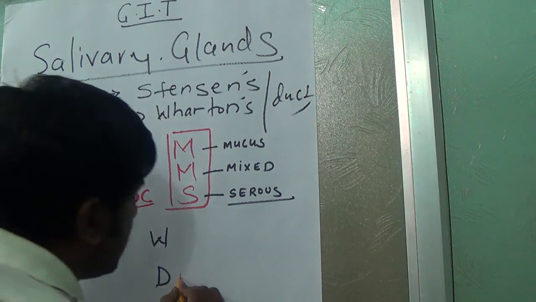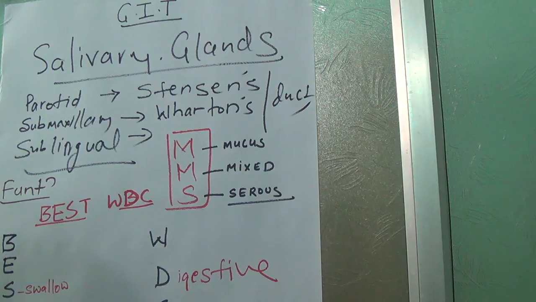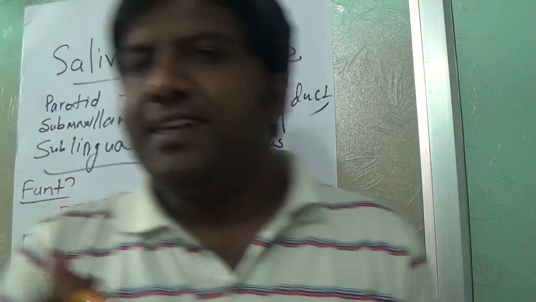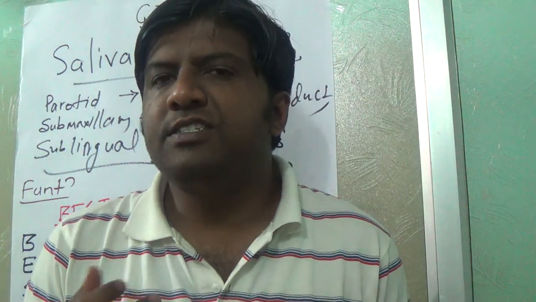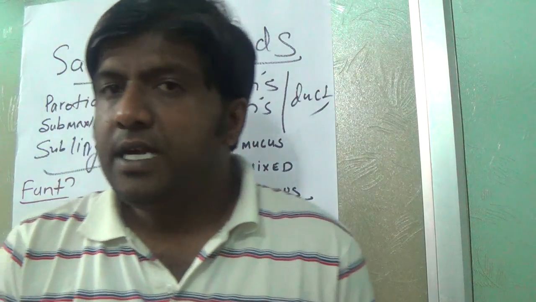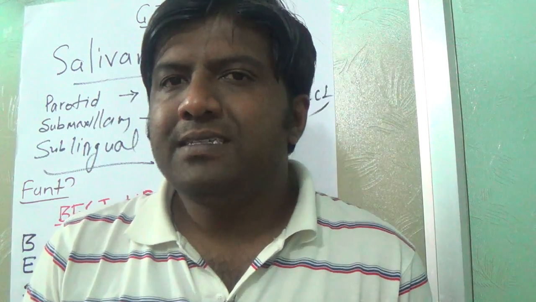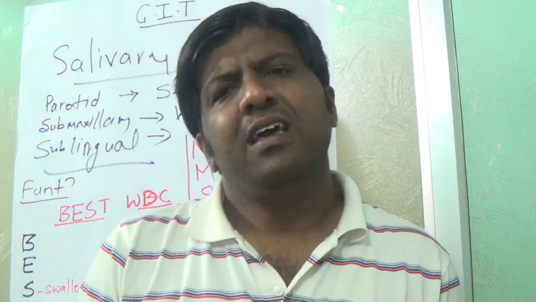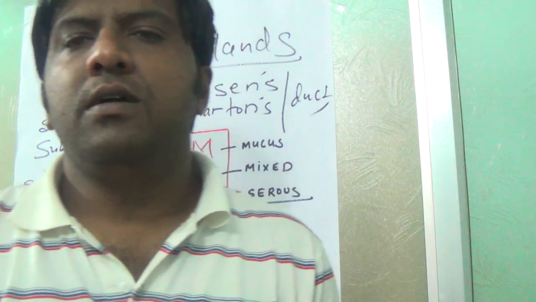D stands for digestive function. It mainly helps in the digestion of the food substance. Saliva contains one enzyme, salivary amylase, which will start digestion of food substance in the oral cavity. So you have to remember that carbohydrate digestion starts in the oral cavity. It cannot take place completely because food remains for a very short interval of time in the mouth. That's the reason it will not take place completely.